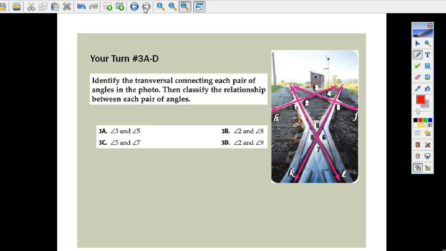Alright, so here's your turn, 3A through 3D. Go ahead and do those 4 problems. And when you're done with this, you're done with tonight's classwork. So make sure you put that away for homework.